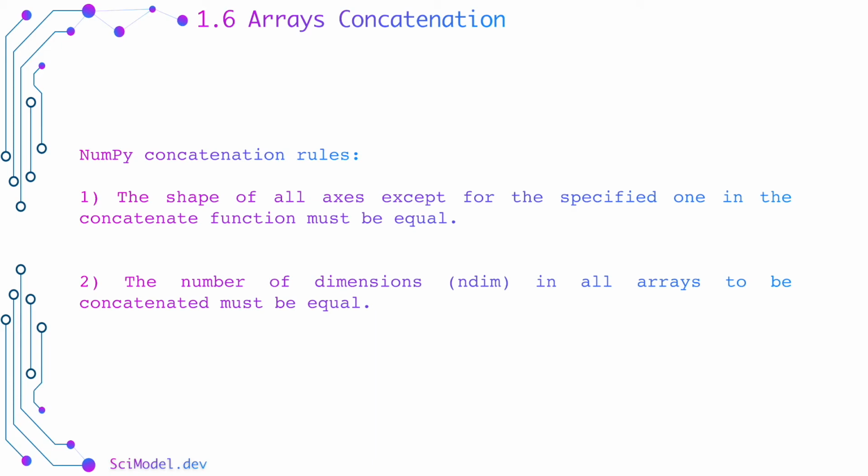So to summarize, there are two rules for array concatenation in NumPy. The first is that the shape of all axes except for the specified one in the concatenate function must be equal. The second rule is that the number of dimensions in all arrays to be concatenated must be equal.